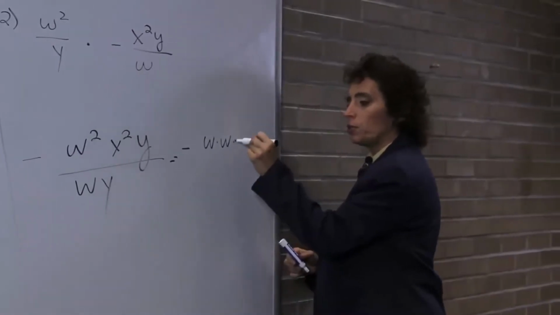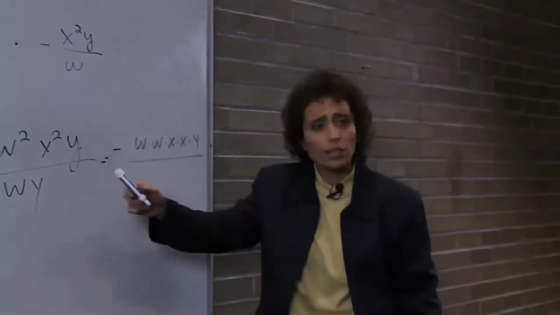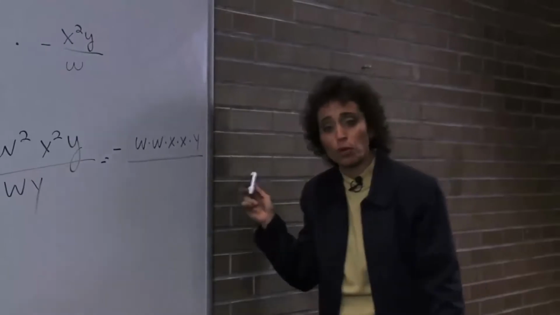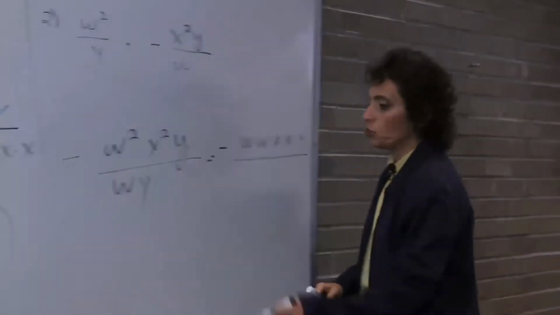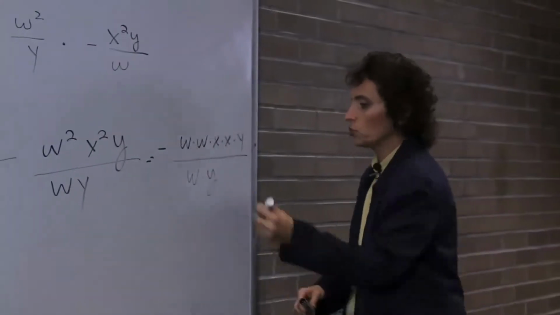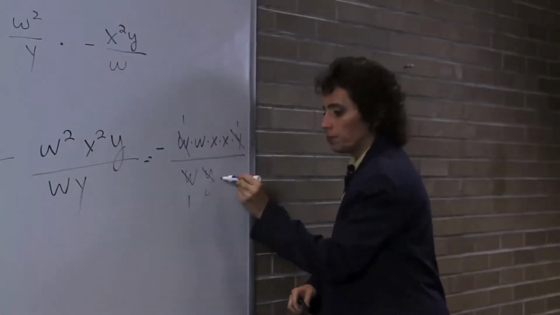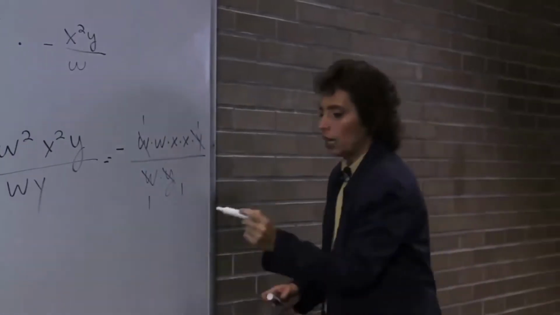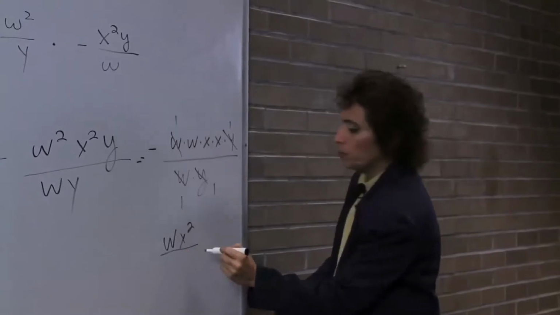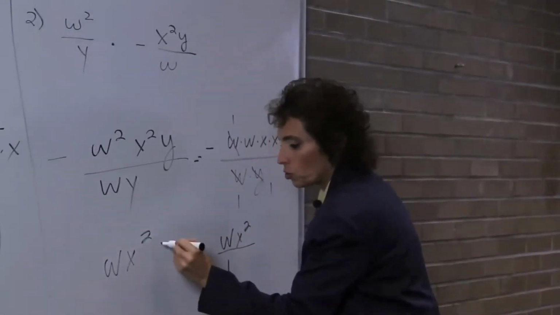W times X times Y. Thank God that doesn't say W to the 20th. If it said W to the 20th, we would have run out of board space. But to be honest, we would have shown you something else. All over W times Y. Now watch this reduce. Good night, W. Good night, Y. So on the top, you have WX squared, and on the bottom, you have 1. So my final answer is just WX squared.